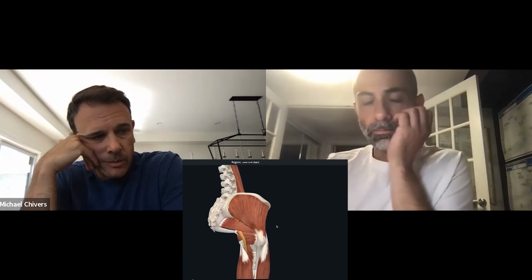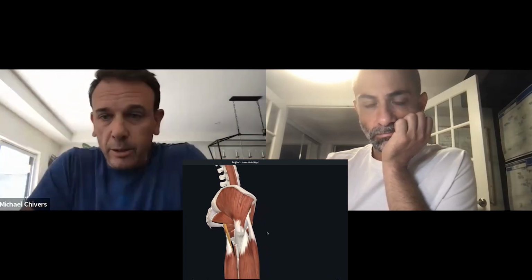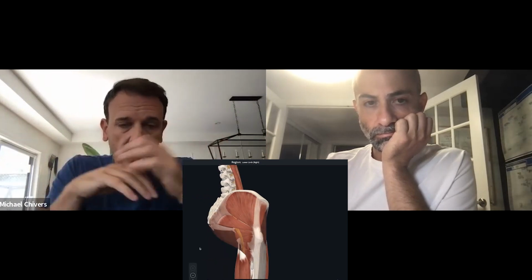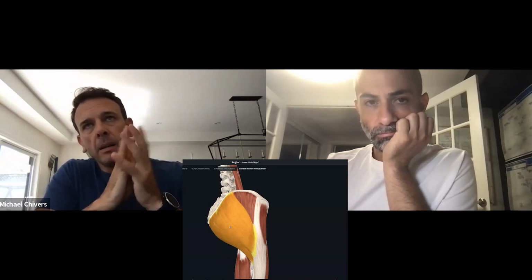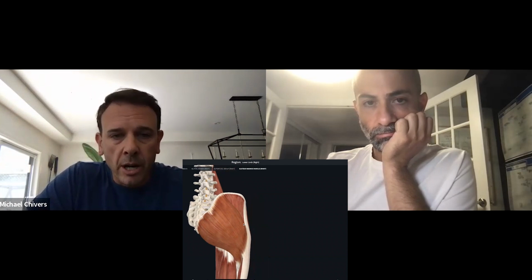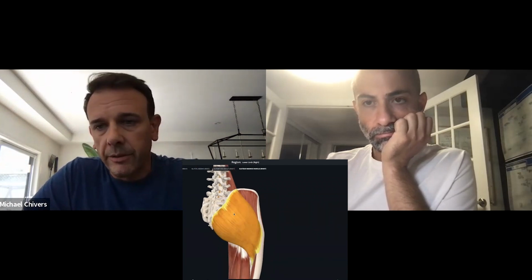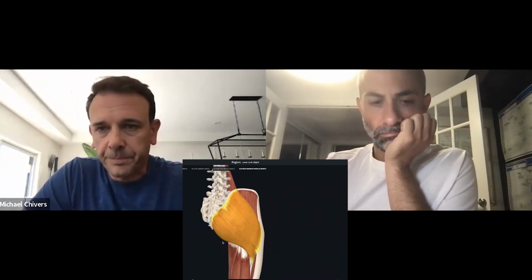Oftentimes, again, understanding what is greater trochanter versus what is hip. Oftentimes we say that's glute tightness. So the glute max must be tight and therefore is restricting the ability of that hip to externally rotate. I'm going to say that that is 100% a limitation of the posterior capsule.